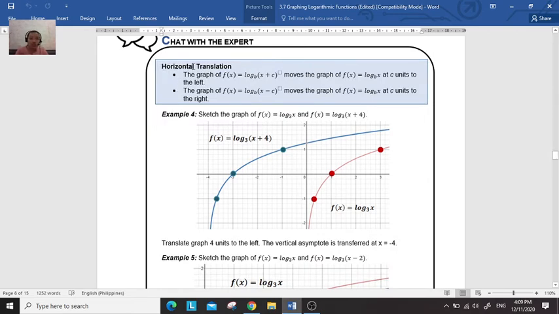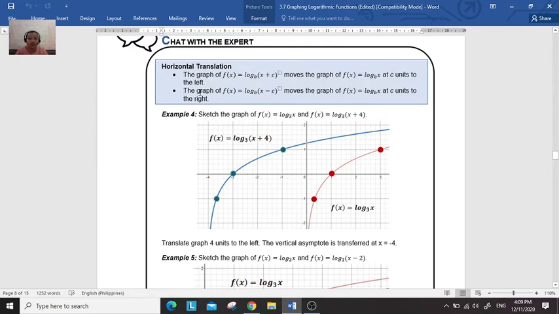Horizontal translation will be based on the following. The graph of f of x is equal to log quantity x plus c base b moves the graph of f of x is equal to log x base b at c units to the left. So we have a plus sign here, plus, always remember that it is c units to the left.